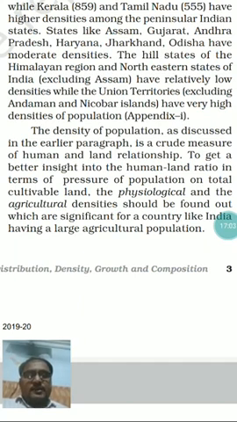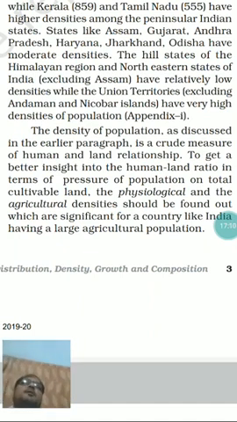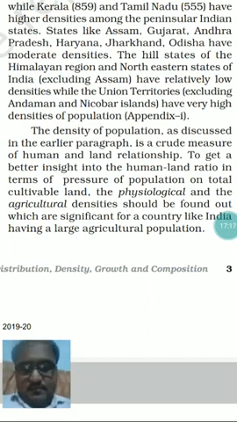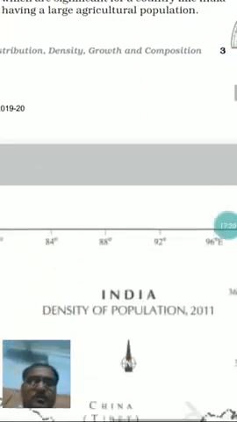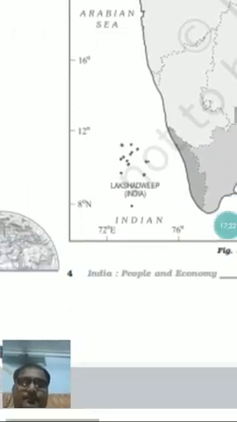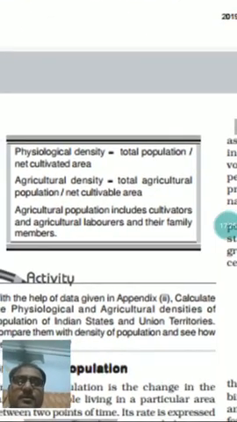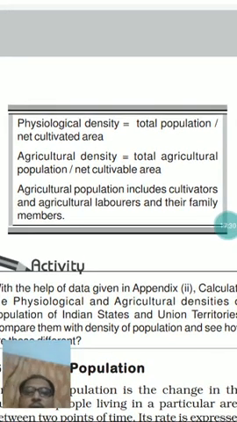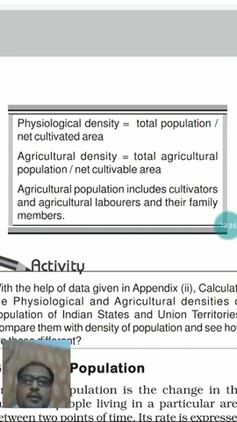Why is it so? Because India has a very large agricultural population. So we need to focus and study agricultural density or physiographical density separately from the population density of India. So we'll look into it. Let's see it here. Physiographical density is total population divided by net cultivated area.